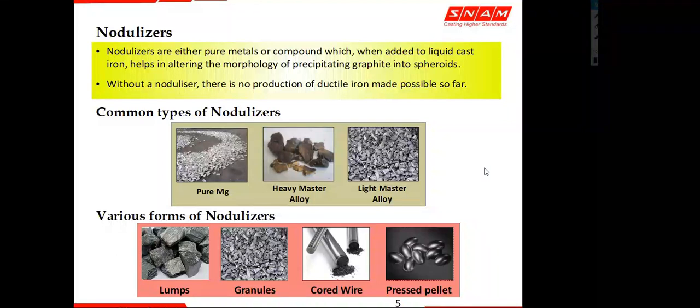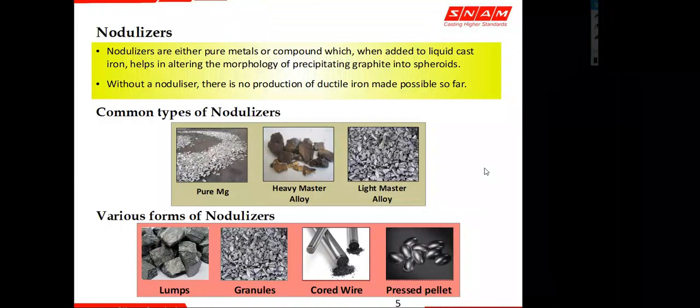Then comes the cored wire. Cored wire is a patented process where you have a steel sheath inside which the fine powders, or finer size of the nodalizing element, are stuffed. This is a patented process where you have a feeding machine which feeds the required amount of material into the ladle. So there is a separate mechanism along with the process, and it comes with the setup by itself.